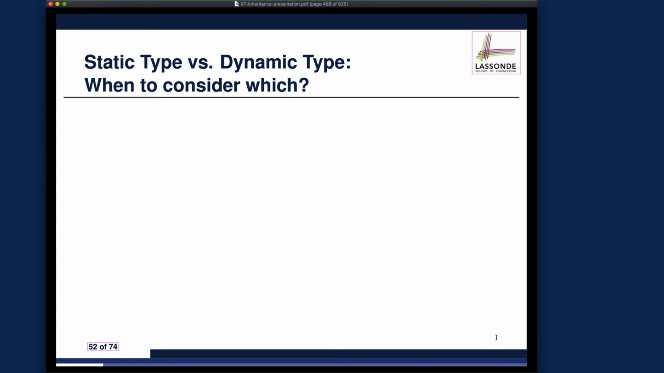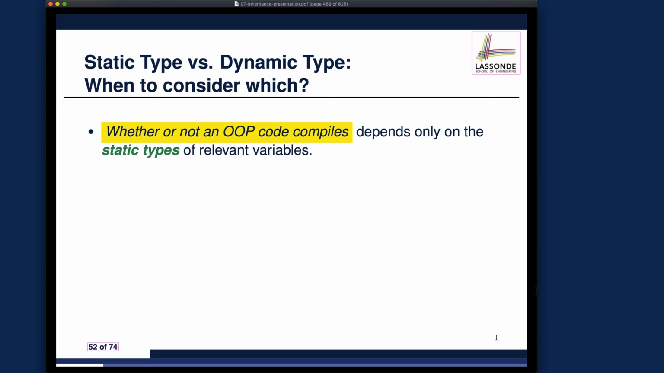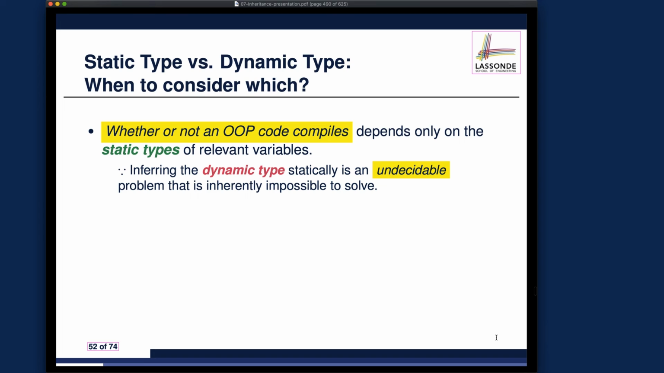Okay, number 2, static type versus dynamic type. Which one should you consider? It's a summary. Whether or not an OOP code compiles only depends on the static type. You don't worry about dynamic type when your only concern is compilation, because inferring the dynamic type, as we said before, is an undecidable problem. It's impossible to keep track of the dynamic type automatically in general, so the compiler wouldn't do that for you.